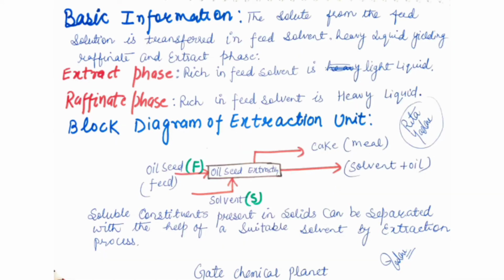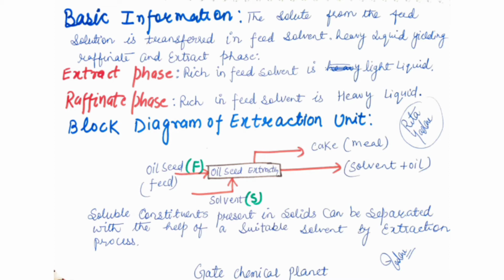Now we will discuss some basic information regarding the extractor unit. The solute from the feed solution is transferred to the solvent, yielding the raffinate and the extract phase. Extract phase is rich in solvent and is the light liquid, and raffinate phase is rich in feed solution and is the heavy liquid. So I think it is clear what the extract phase and the raffinate phase are.